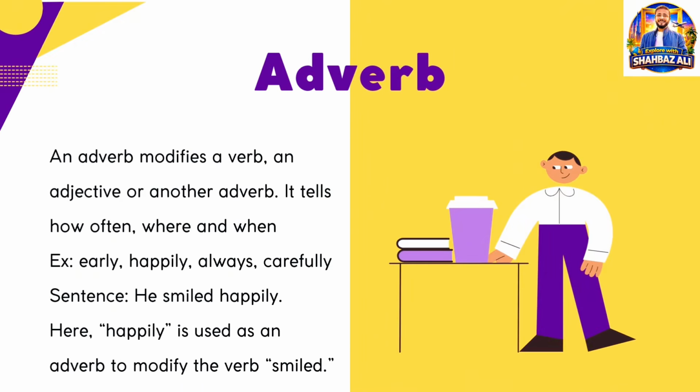Adverb. An adverb modifies a verb, an adjective or another adverb. It tells how often, where and when. For example, early, happily, always, carefully. Sentence, he smiled happily. Here, happily is used as an adverb to modify the verb, smiled.